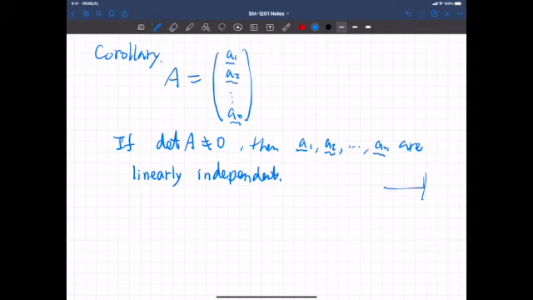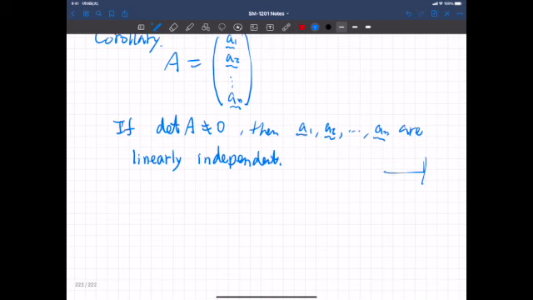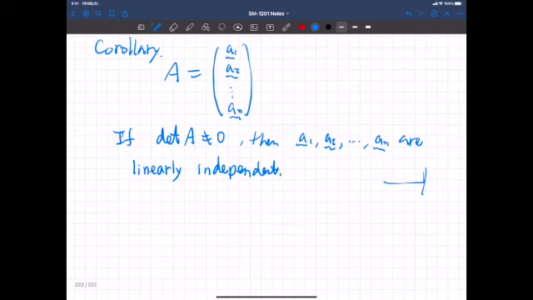It's trivial. But the real interesting thing is that the converse of this is this. If these vectors are linearly independent, then the determinant is not 0. So that's the converse. And the converse is also true. But we cannot prove this here. It requires more preparation.